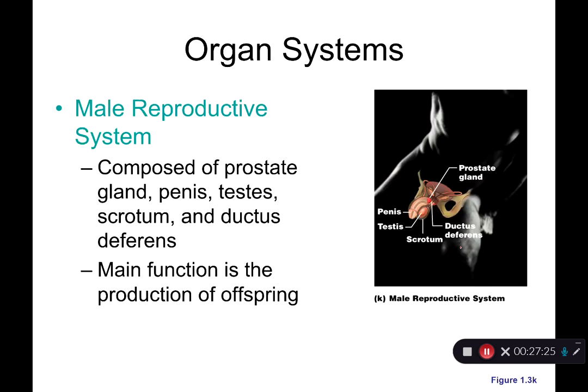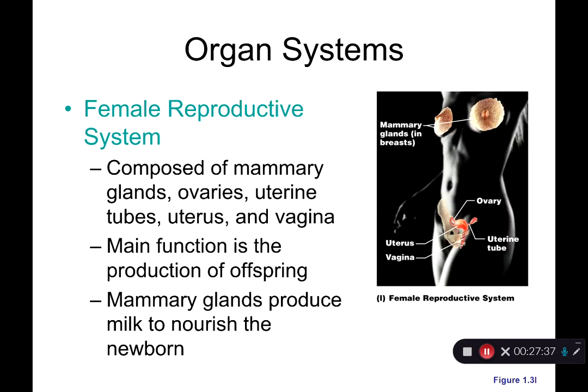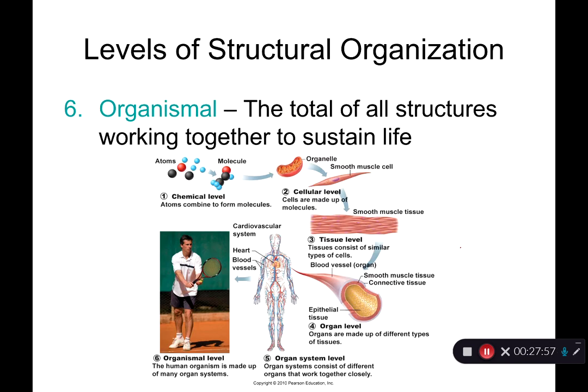And then the last organ systems we'll cover are the reproductive systems. The male reproductive system, its main function is to produce offspring. And the female reproductive system actually has more than that in terms of function. It is not only to produce offspring, but also to house and nourish the developing fetus before it's born, and then also nourish that baby after it's born. So those are our 11 organ systems.